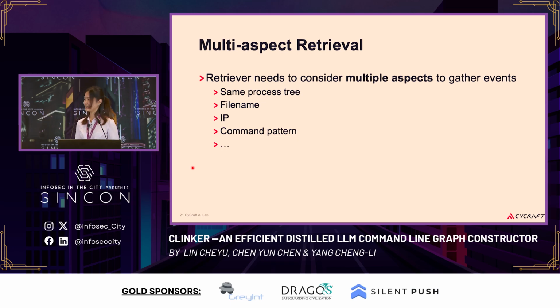So what exactly is multi-aspect retrieval? Well, events can be related to each other in many different ways. They might belong to the same process tree, or reference the same file, or point to the same IP address, or they might just have similar command patterns. Now you might think, why not just use command line embeddings and connect events with high cosine similarity together?